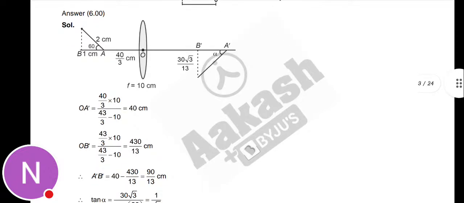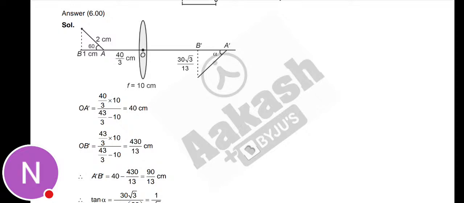Now OA is equal to (40/3 × 10)/(40/3 − 10), that is equal to 40 centimeter, is the answer we'll get. And OB is equal to (43/3 × 10)/(43/3 − 10), that is equal to 430/13 centimeter is the value we'll get.